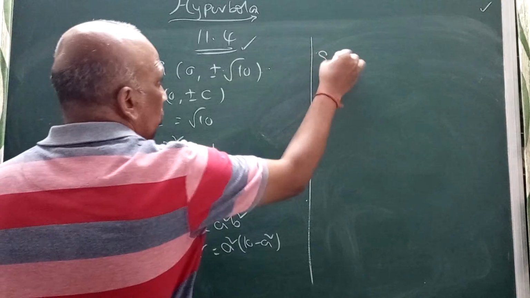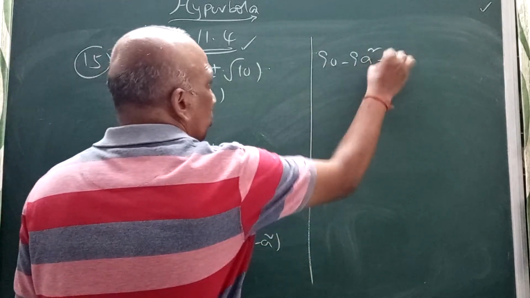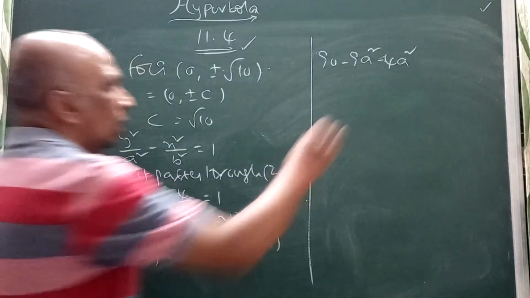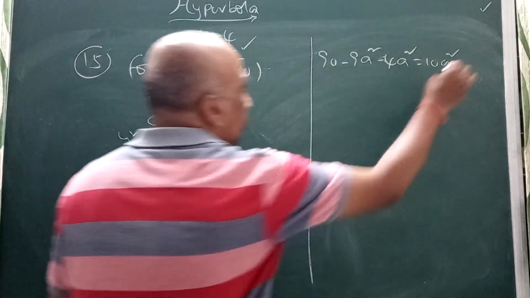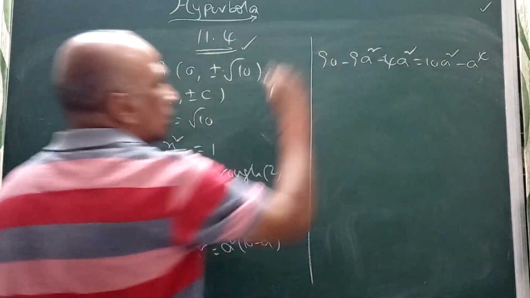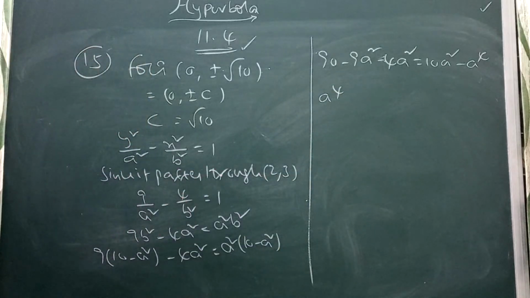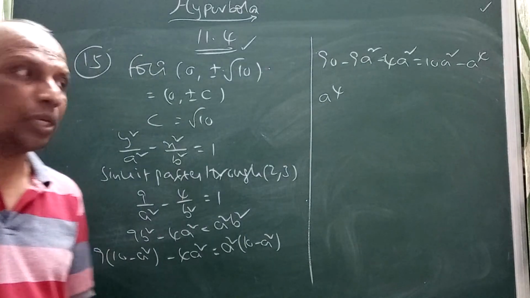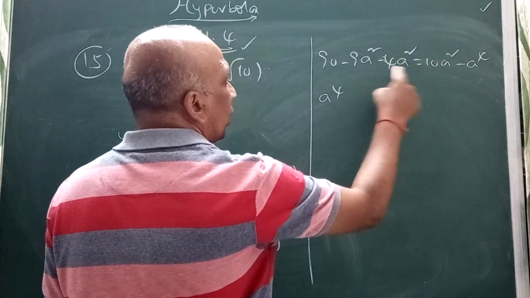90 minus 9a square, then minus 4a square. Correct, 90 minus 9a square minus 4a square. This is 10a square. You will get minus 8 power 4. Transfer one side, you will get 8 power 4. Correct, you transfer one side here. 90 minus 9a square, 4a square. You can observe here, if we transfer this side, this will come a power 4, 10, you will get this side negative.